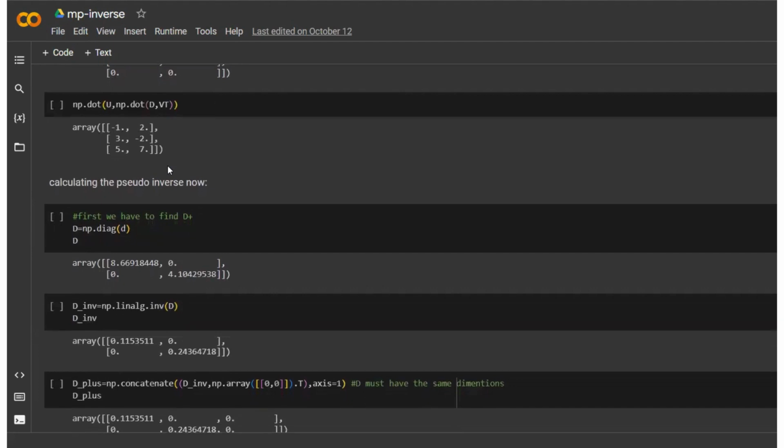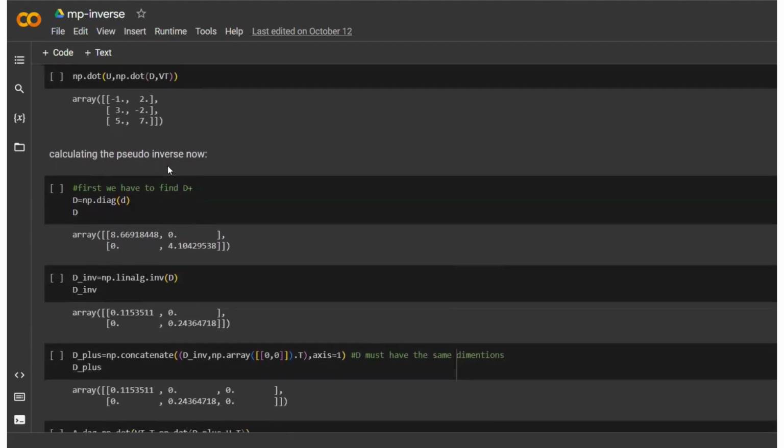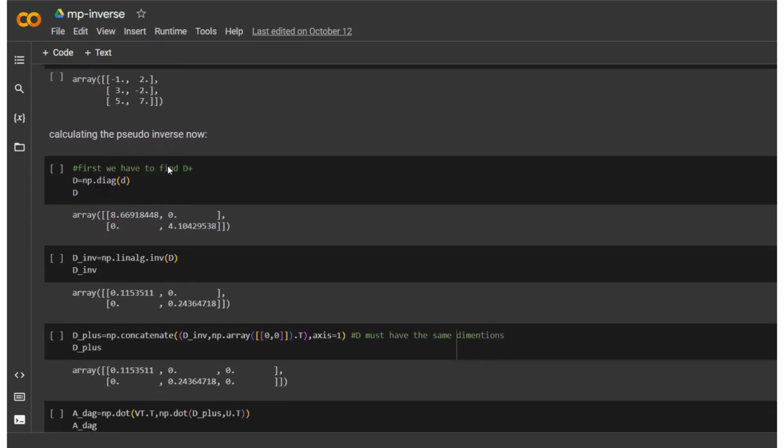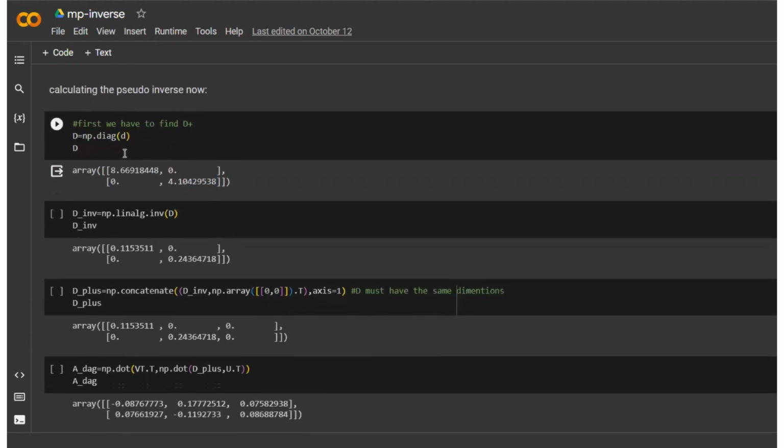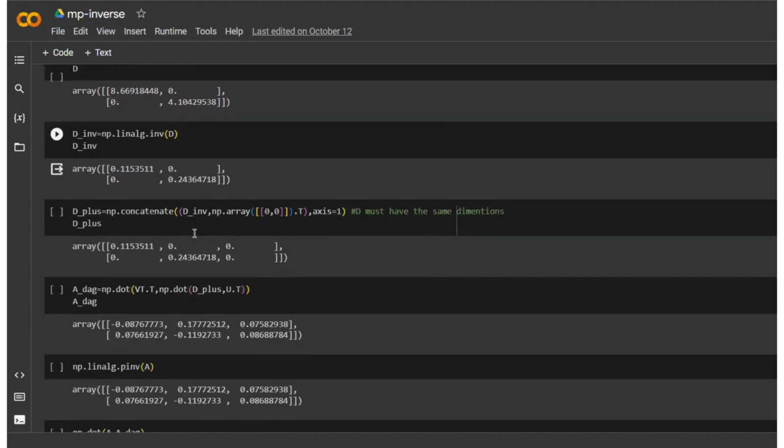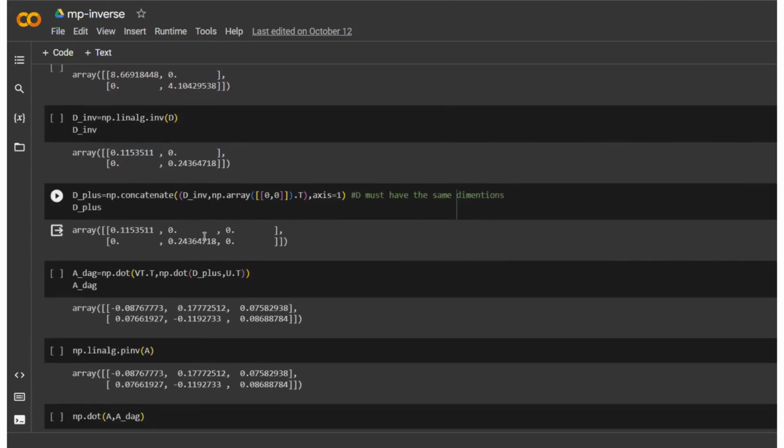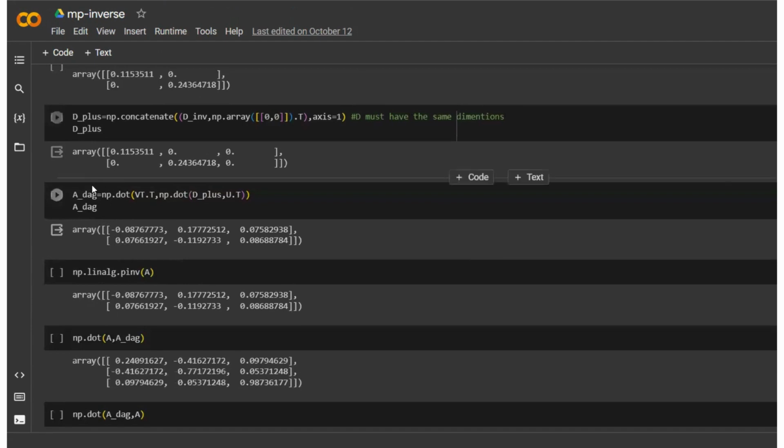What we do now to find pseudo inverses, we find D plus. What does D plus look like? D plus is going to be the inverse of D, right? How do we find that? First of all, we diagonalize D. Then we take the inverse of D using the function itself, right? Post that, we fix its dimensions as before, and we take the dot product again, right?